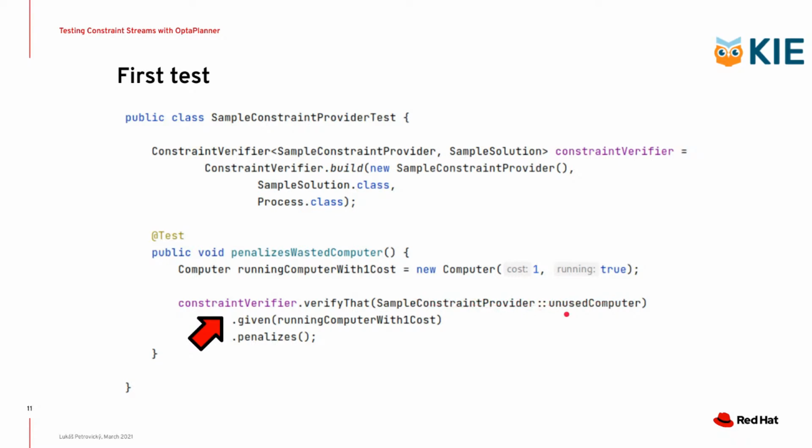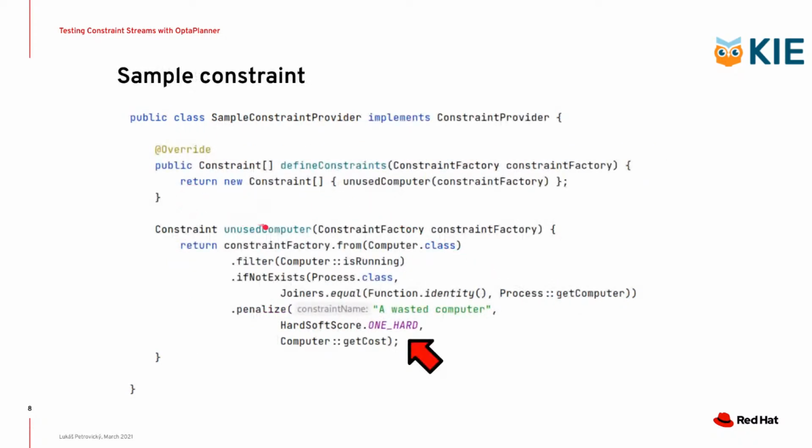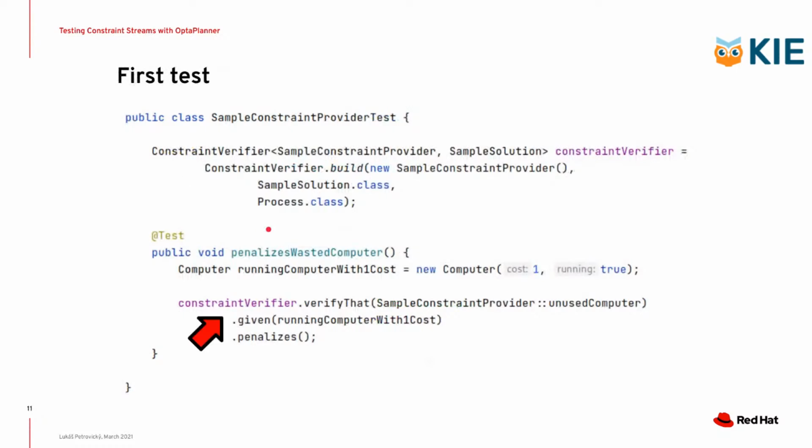So in our case, it's the unused computer. So this method right here in the constraint, that is what we give to the verify that call. So we say, hey, constraint verifier, just verify that my constraint unused computer penalizes when given this computer.